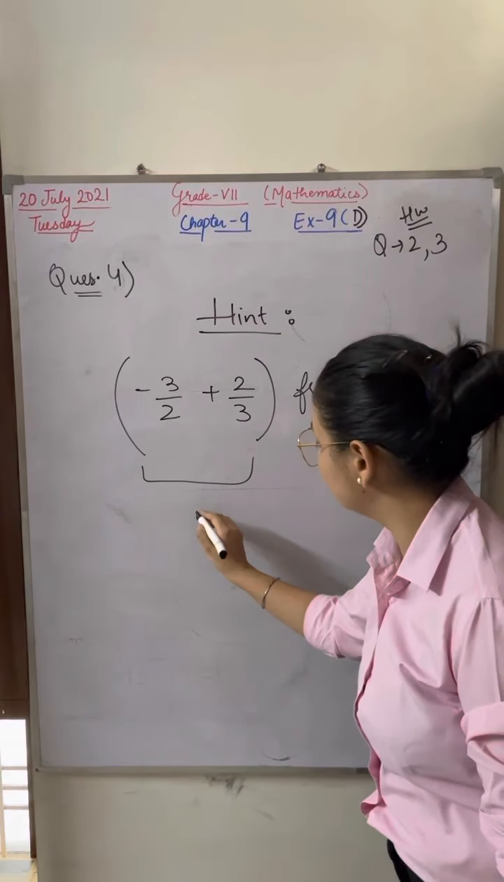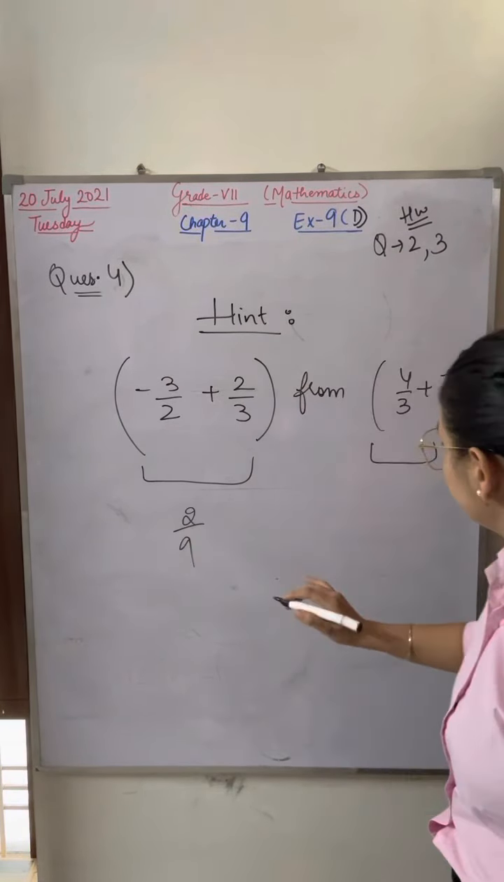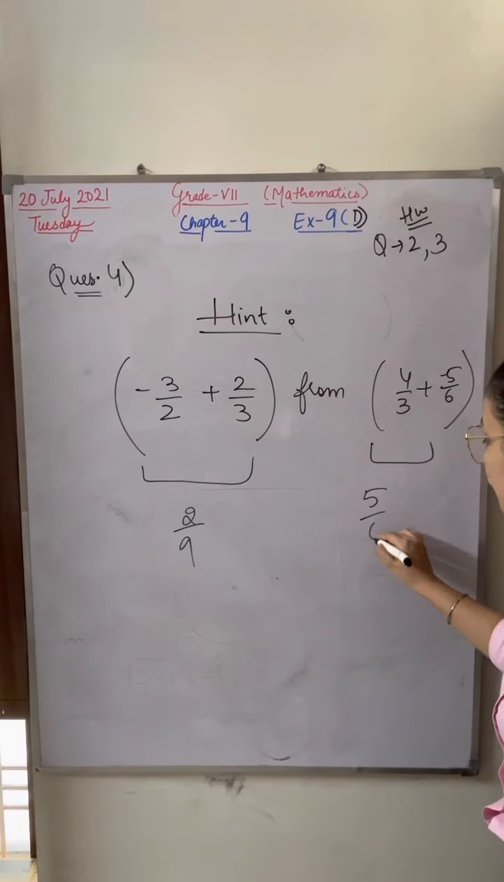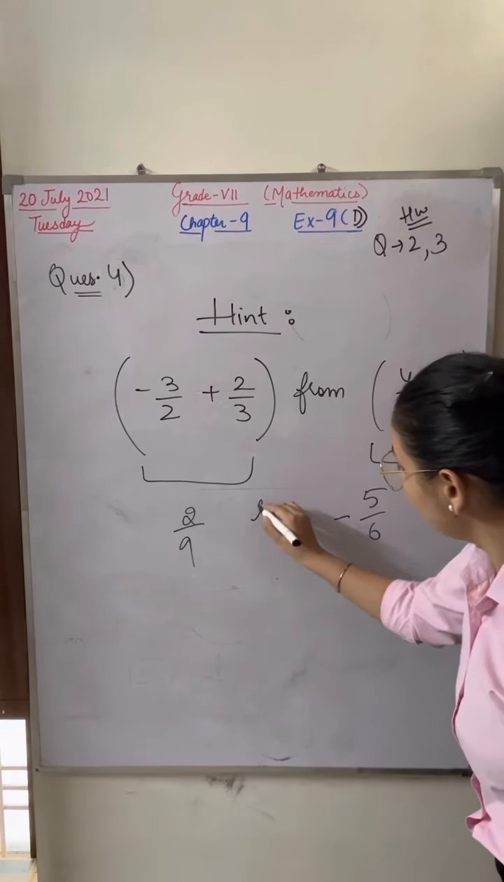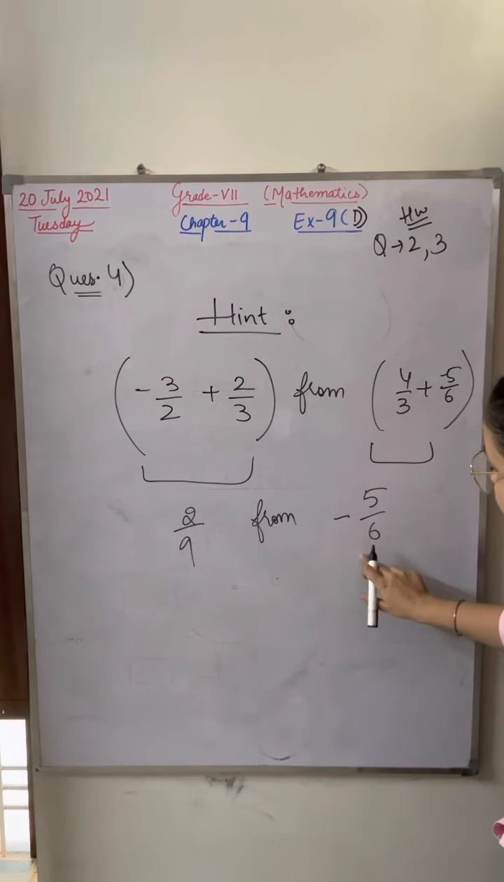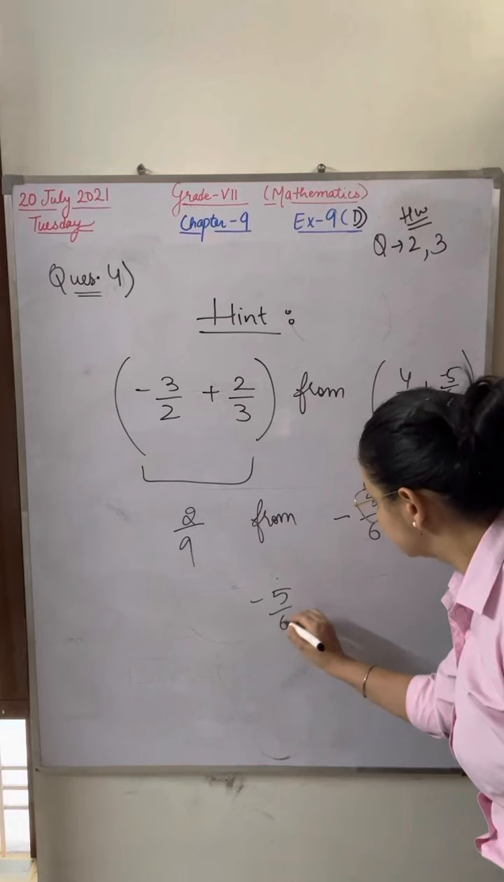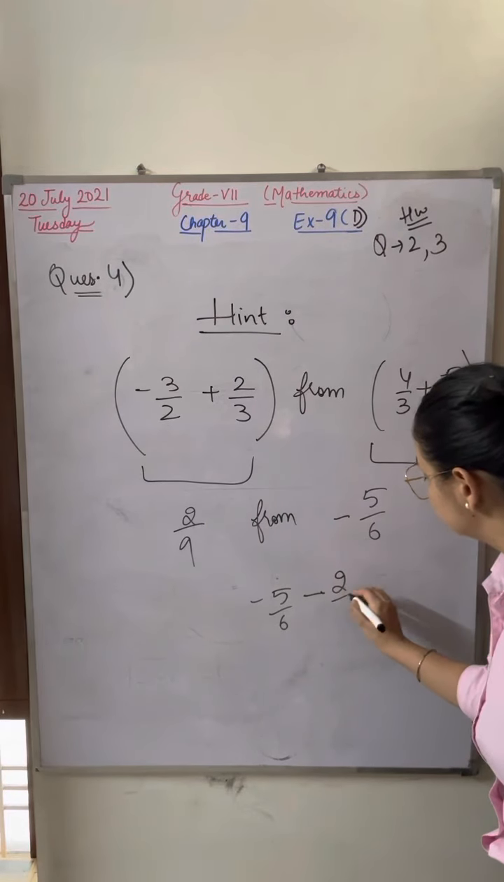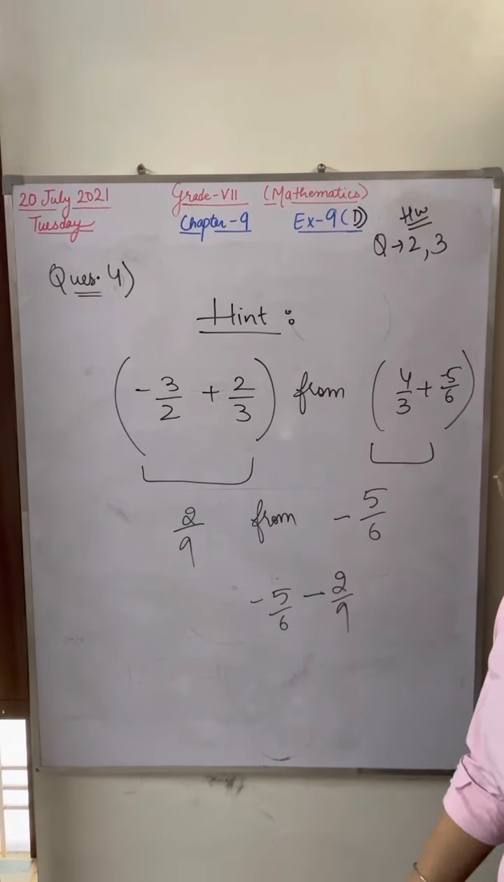Suppose here your answer will be 2 by 9. Suppose here your answer will be 5 by 6. Okay, then from means you have to subtract this from this. That is minus 5 by 6 minus 2 by 9. In this way you have to solve your fourth question.